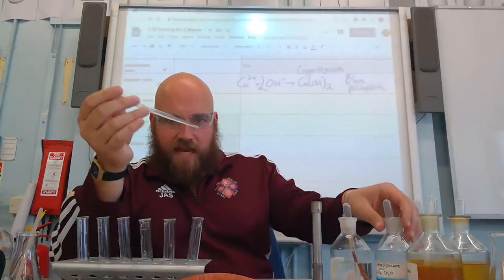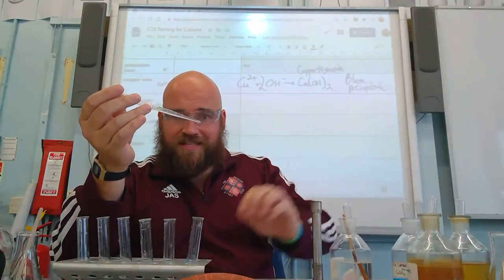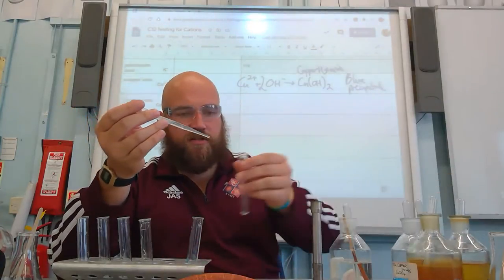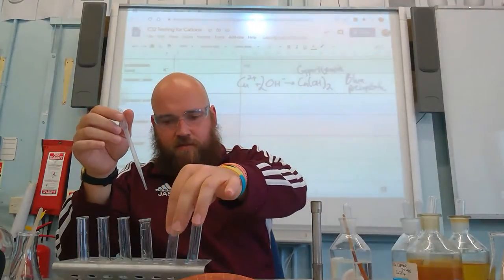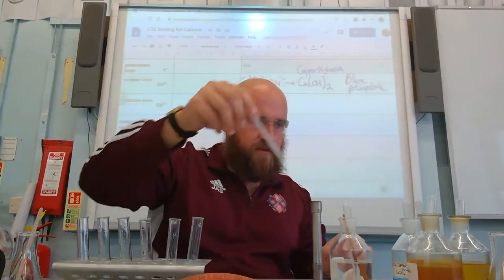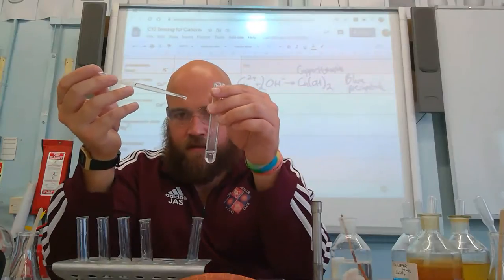You'll notice the difference between the calcium solution and the copper solution. The copper solution was blue. The calcium solution is colorless, because calcium is not a transition metal. So there we go, that's lovely calcium chloride. And then what I'm gonna do is I'm gonna put some sodium hydroxide in and then see what happens.